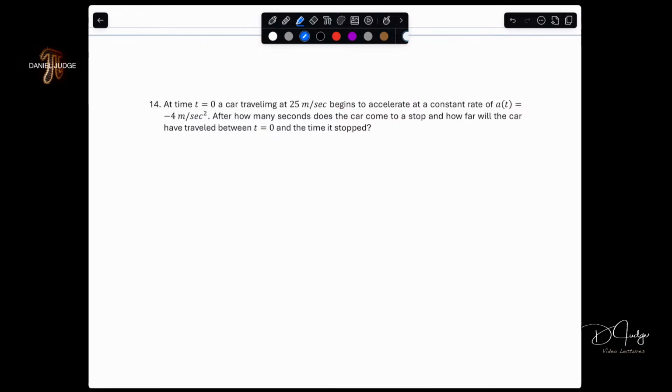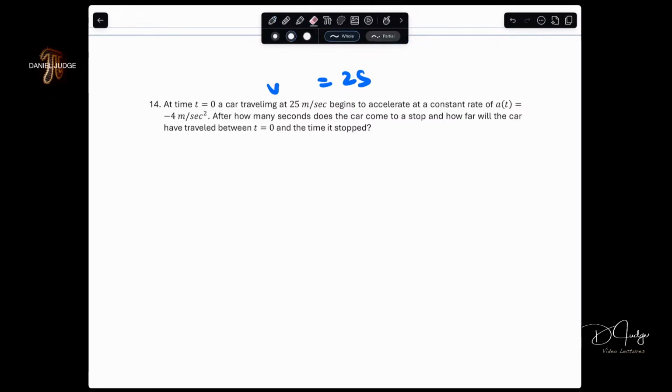All right. At what time t, a car traveling at 25 meters per second begins... these are worded really weird in some ways. So the car starts at t is 0, traveling at 25 meters per second. This is a velocity, by the way, and you know it by the units. Velocity is 25 meters per second, and that's at t is 0, right?